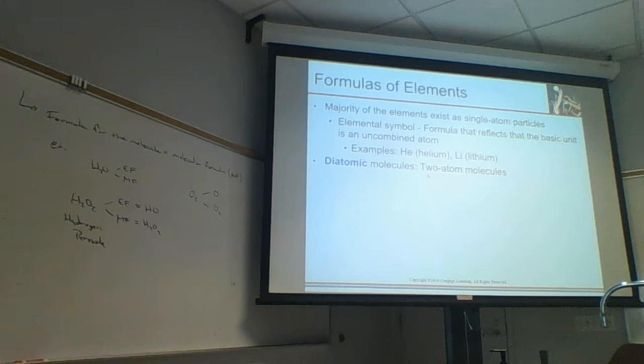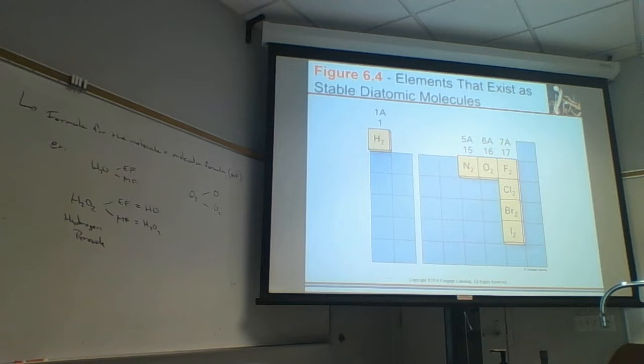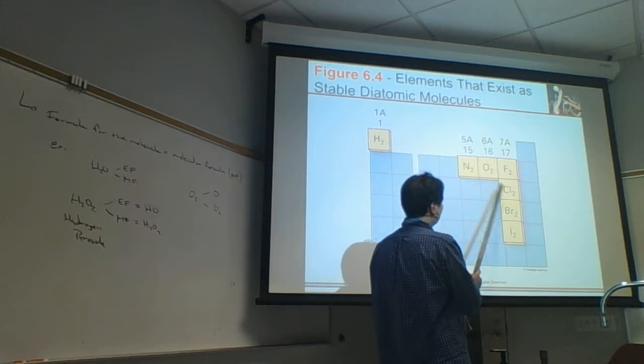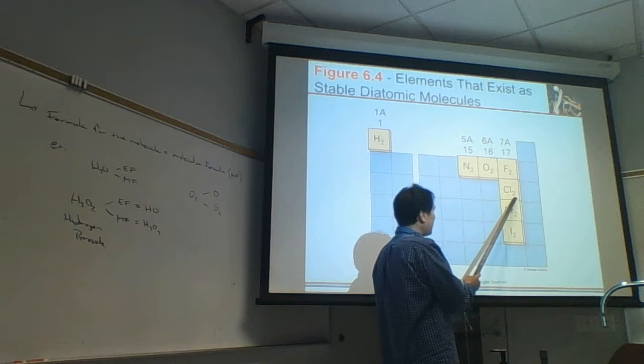There are some diatomic molecules I already asked you to memorize, right? Hydrogen, nitrogen, oxygen, fluorine, bromine, iodine. These are the 7 diatomics. So the nitrogen in the air is N2. And the chlorine gas is Cl2.